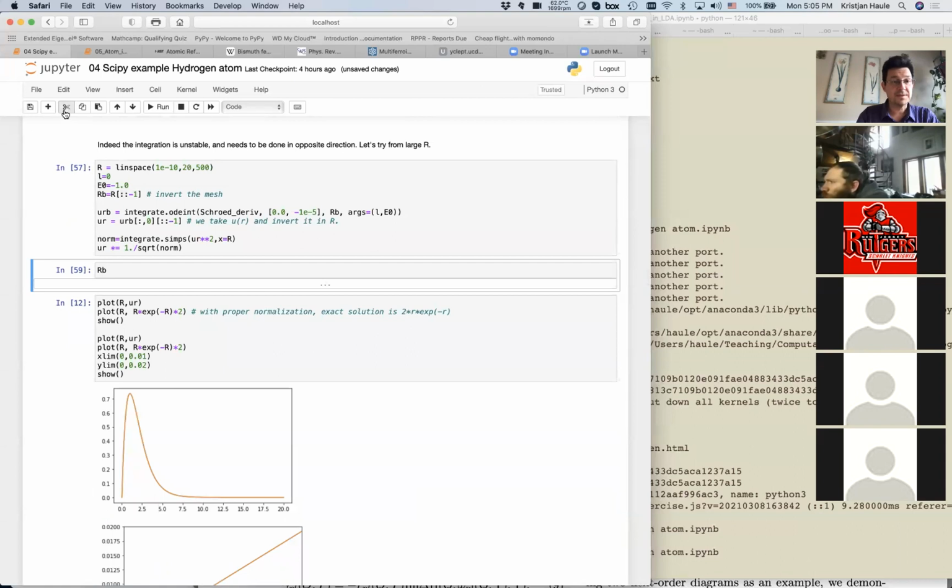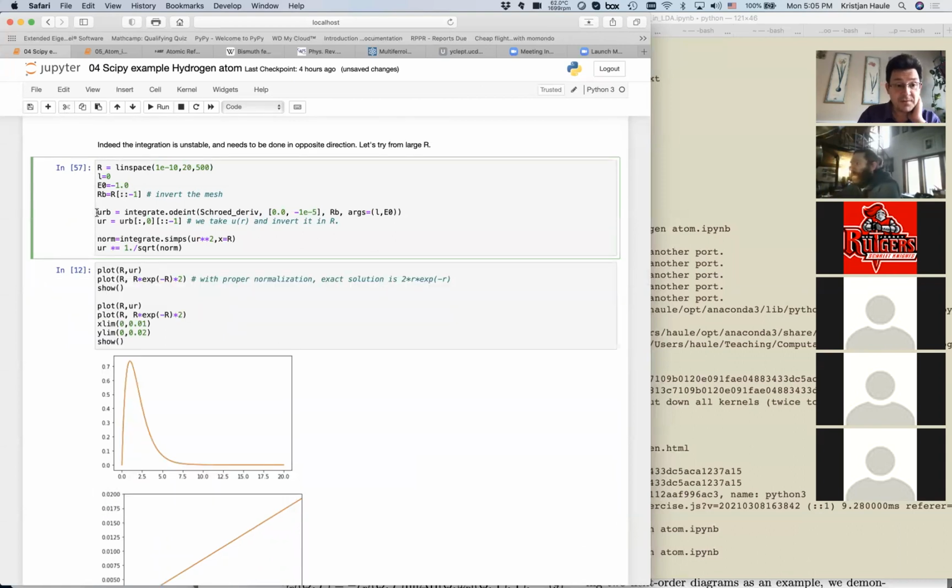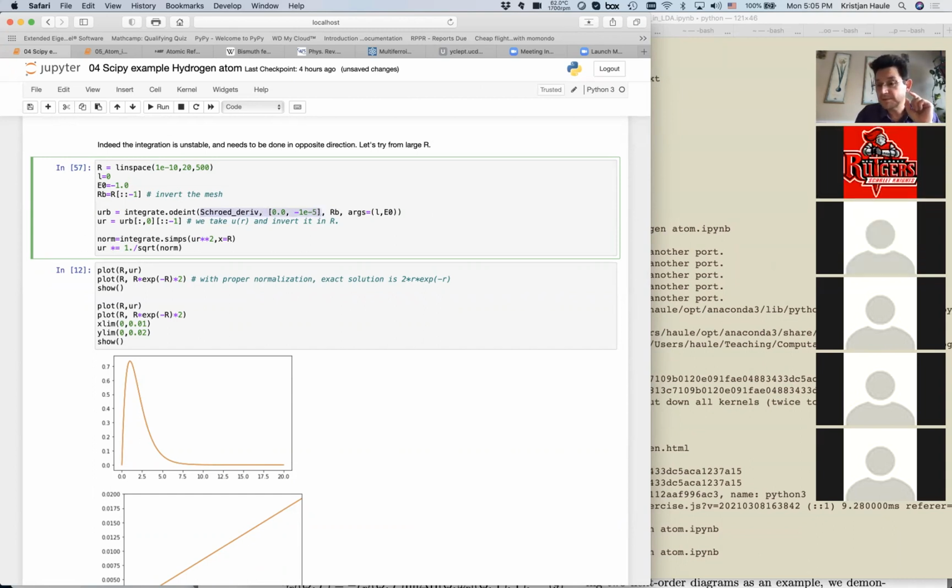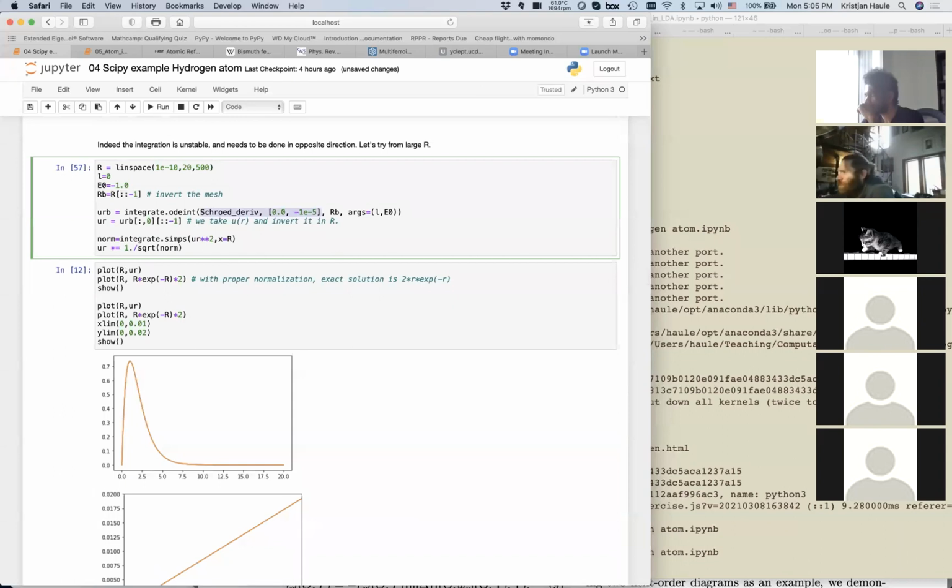So now that we understand that, the only difference is that we use this reverse mesh in the integrate odeint. We give it exactly the same Schrodinger derivative, but right now it's important to, who has a microphone that needs to turn off?